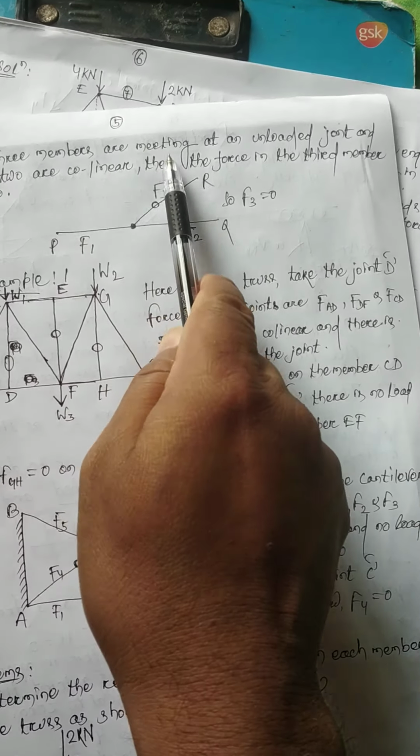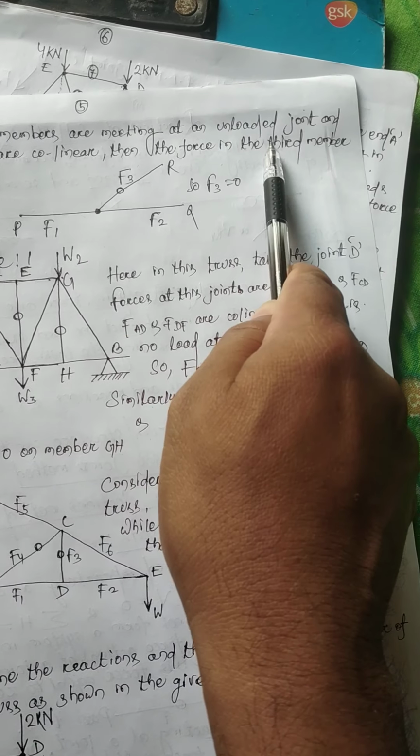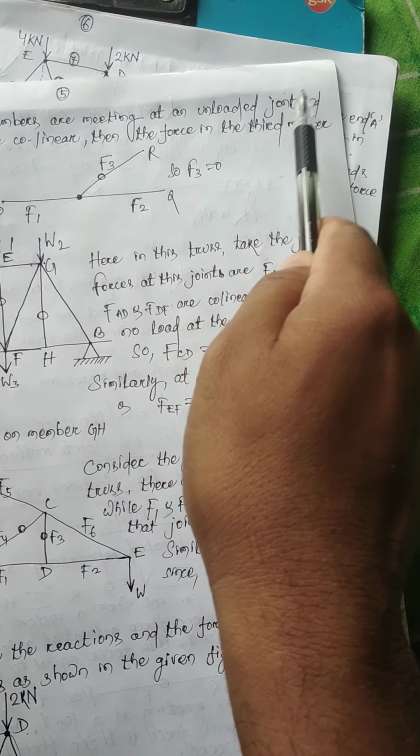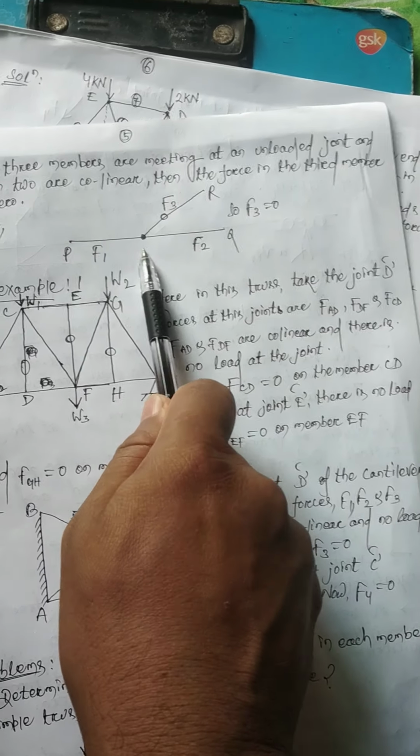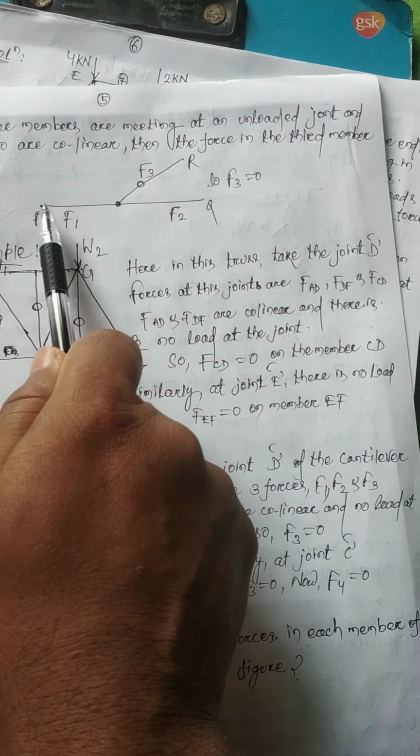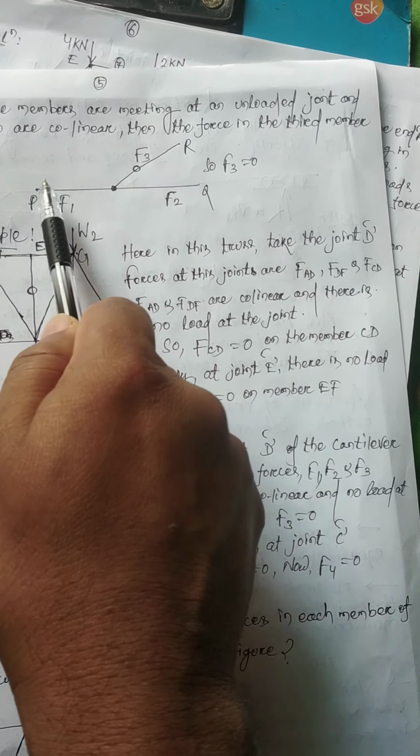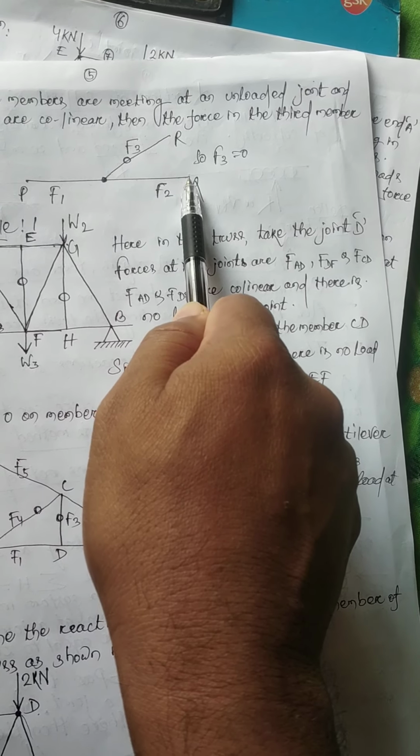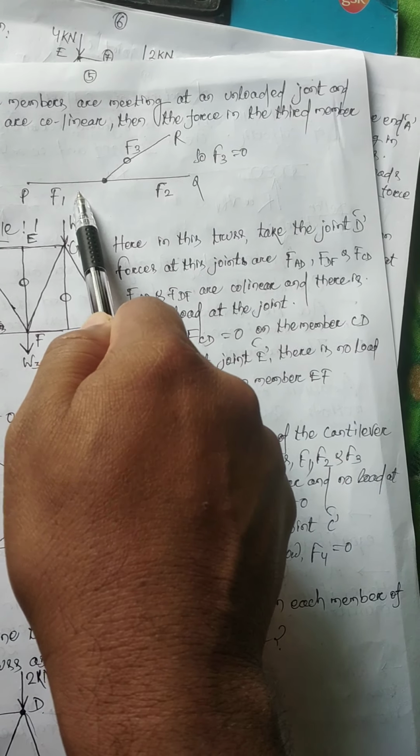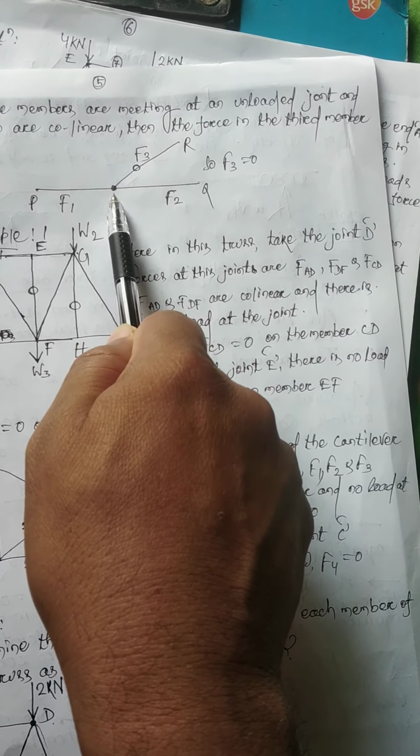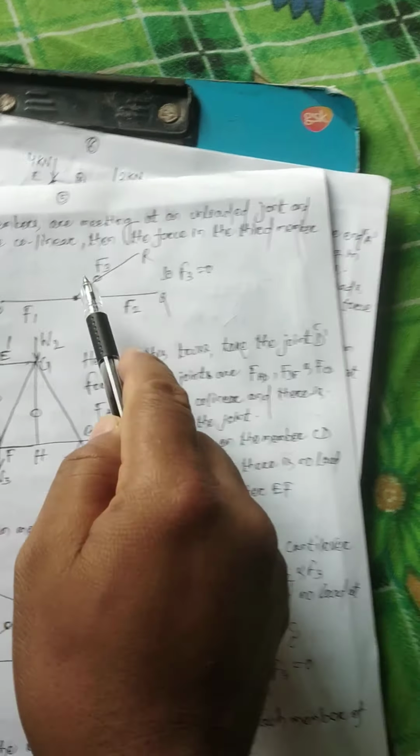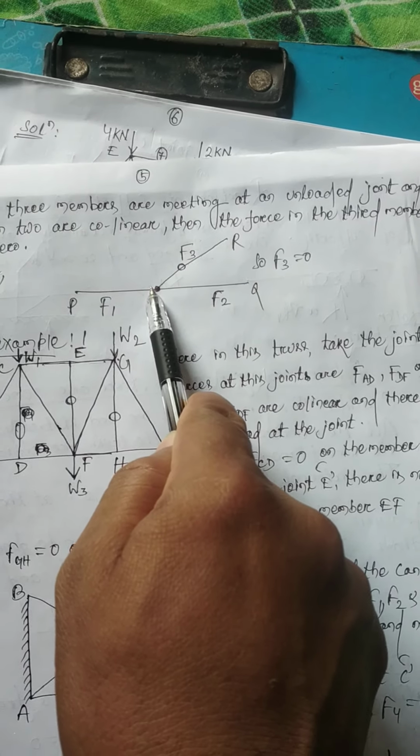When there are three members meeting at a point and there will be no external load at the joint, come to this example. Here there are three members we are going to consider. This is one member, this is one member, and this is one member. So there are three members joint at the single point. Now see, and also there is no external force.